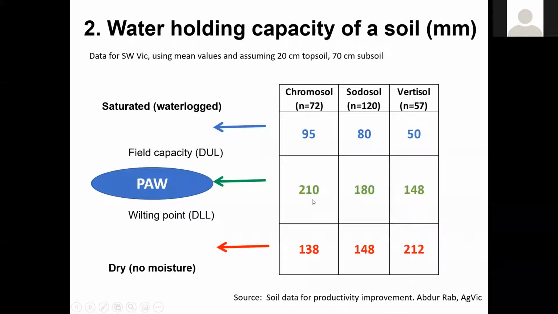But the take-home message out of this is that the bucket size here changes, and the amount of storage above field capacity to waterlogging is different on those soils as well. So in other words, some soils are different because they just don't have as much storage space before they get saturated.